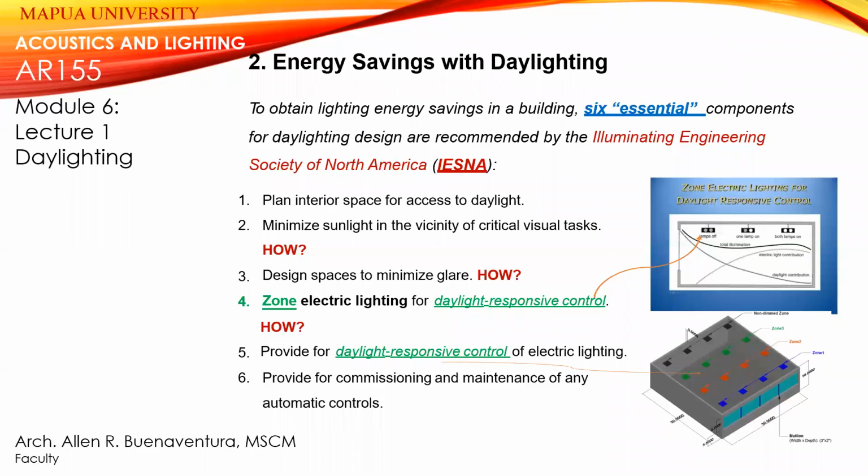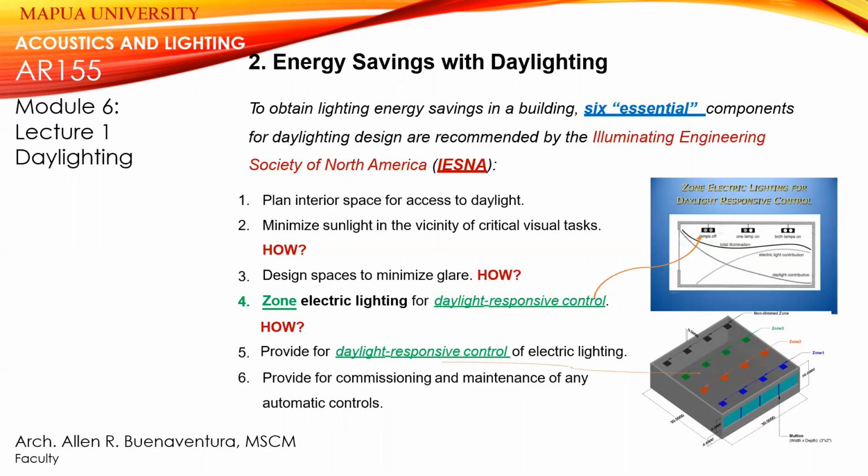So what are the energy savings with daylighting? To obtain lighting energy savings in a building, six essential components for daylighting design are recommended by the Illuminating Engineering Society of North America. Number 1 is plan interior space for access to daylight. Number 2, minimize sunlight in the vicinity of critical tasks.